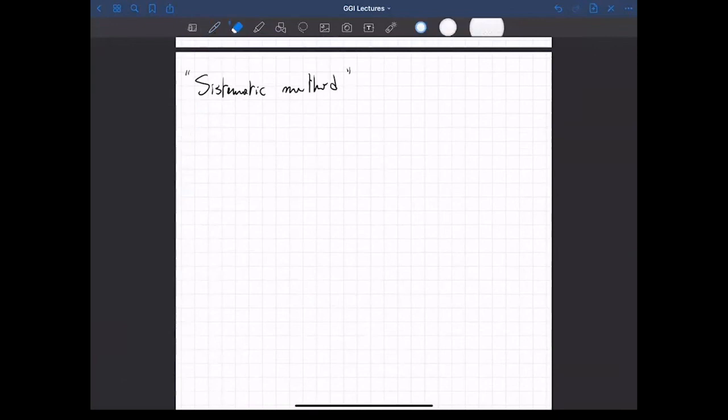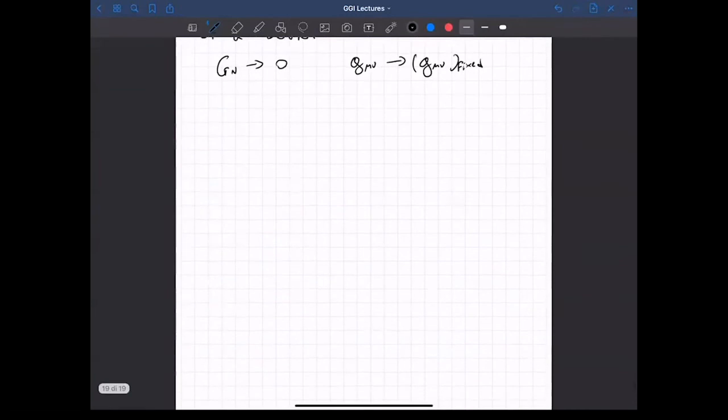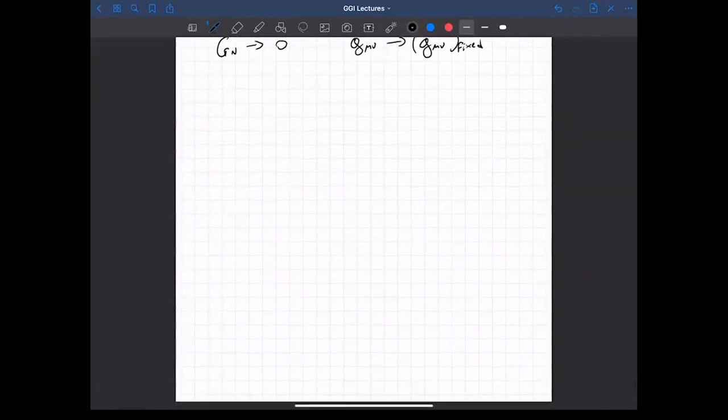The idea is that a rigid supersymmetric QFT on M is a rigid limit of a supergravity theory. And the limit is realized in a way that the Newton constant goes to zero, but g_mu_nu goes to some fixed background. To clarify the idea, and to explain why it works in practice, let me give some examples.